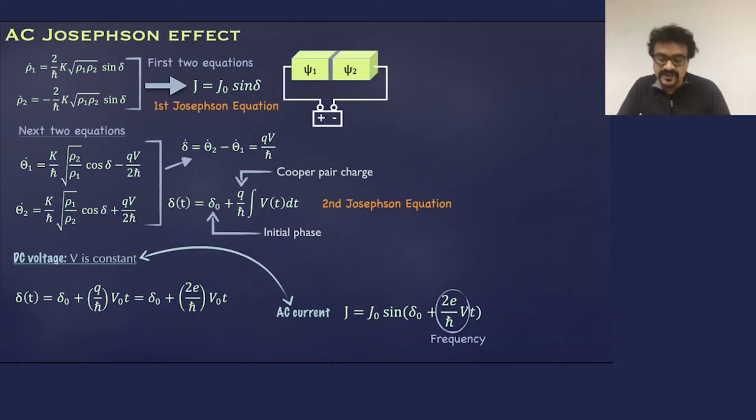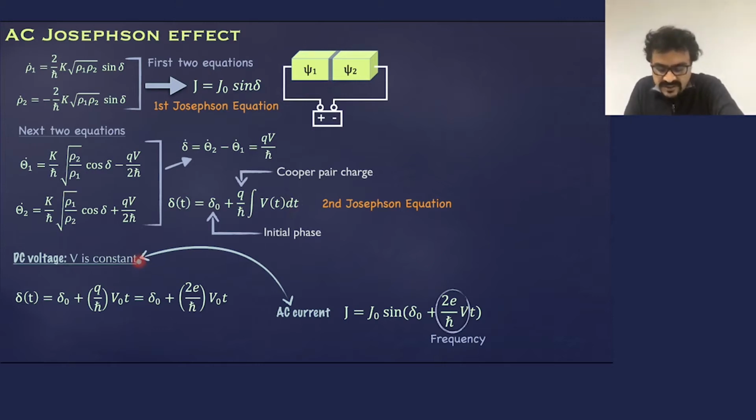Okay, so delta of t, after we integrate this relation, is going to give you delta 0 plus q by h bar times the integral of V(t) dt. And this is actually the second Josephson equation, where delta 0 is the initial phase and V(t) is the voltage applied. That can be a DC voltage which doesn't have any time dependence, then that V term will come out, and then the integration is only over the time.